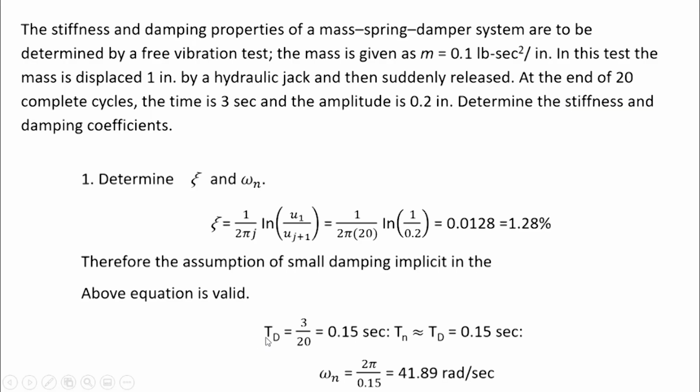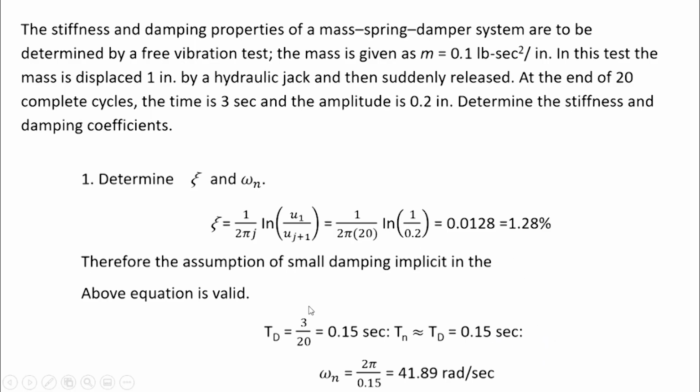Period is nothing but the time taken for one cycle. So the damped natural period would be 3 by 20, that is 0.15. And we just calculated the damping ratio and found that the damping is very less. So in such cases, we can consider that the natural period is equal to the damped natural period. So the natural period will also be equal to 0.15 seconds.